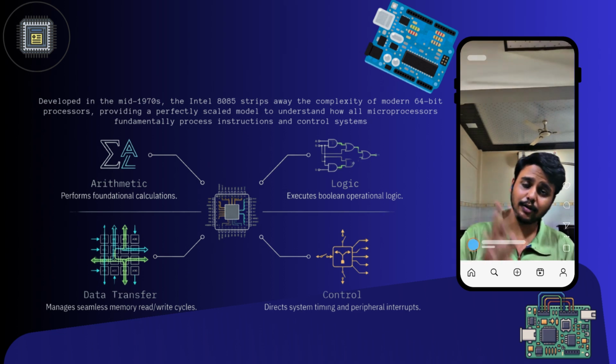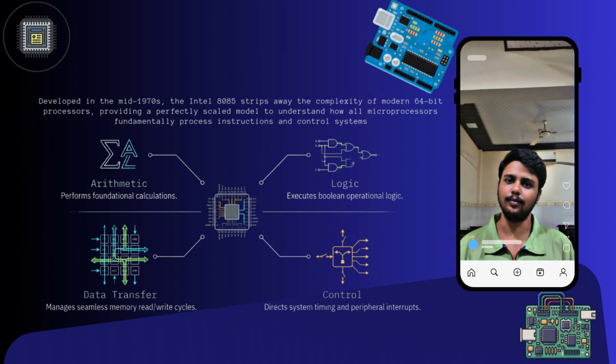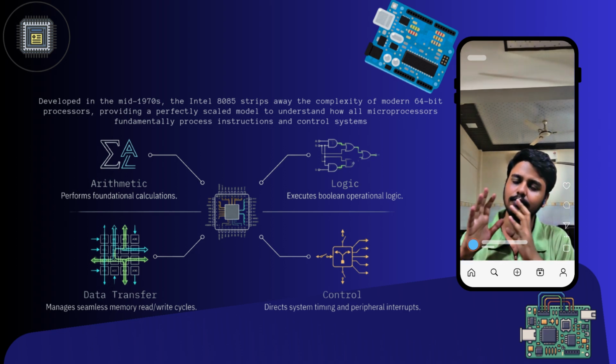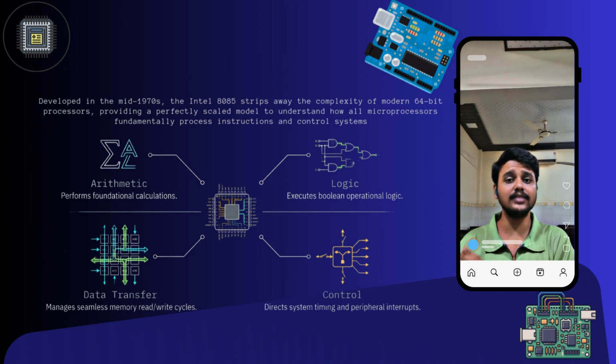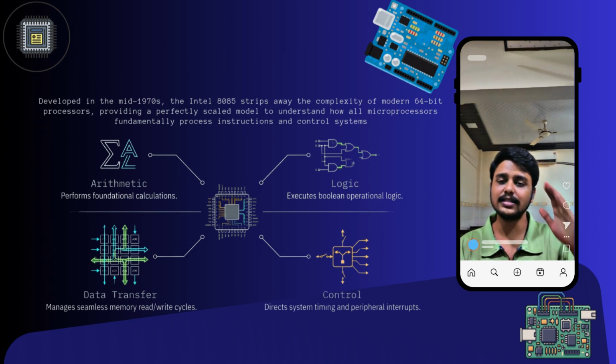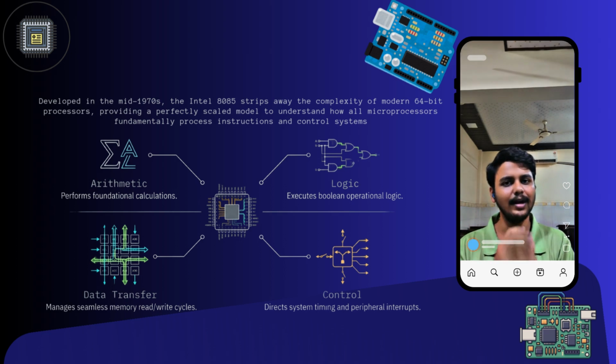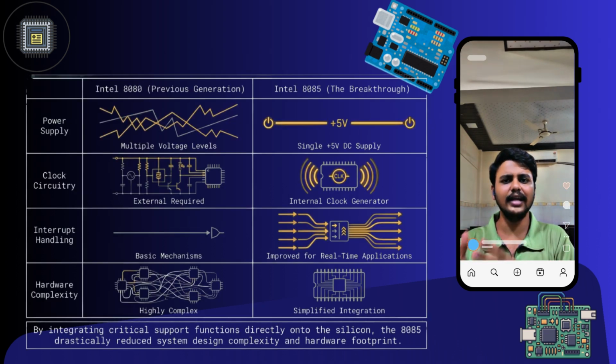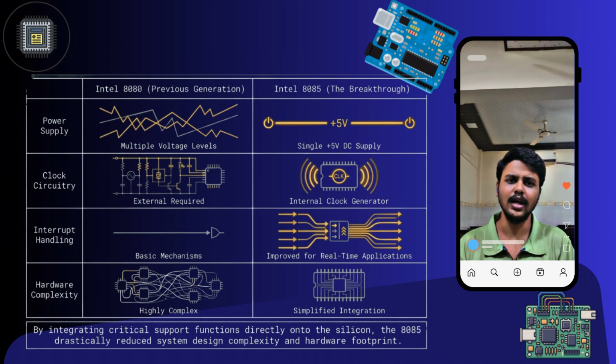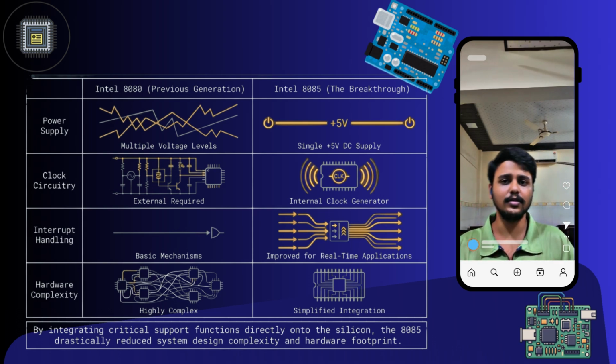The Intel 8085 is an 8-bit microprocessor developed by Intel in the mid-1970s. It is one of the most important processors in the history of computer architecture education because it provides a simple yet powerful platform to understand how a microprocessor works. The 8085 was designed as an improvement over its predecessor, that is the Intel 8080, with enhancements in performance, ease of use, and system integration.